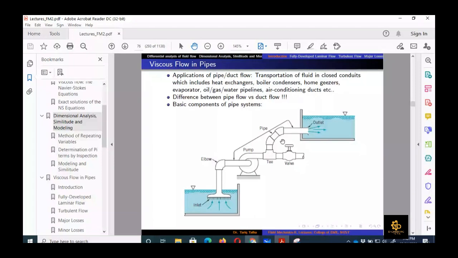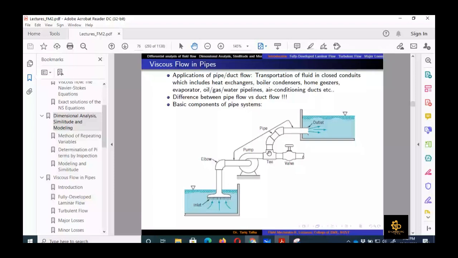Basically we use a pump, which gives energy to the water so that it can flow against gravity. But you can see that there is piping involved, and there are certain components in addition to piping. For example, there is an elbow here, which is used to change the direction of flow.